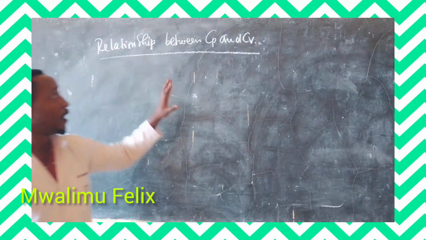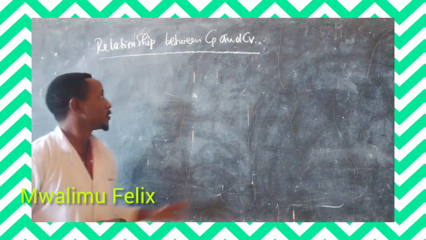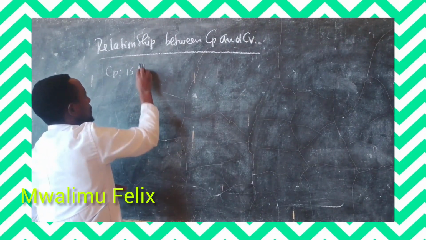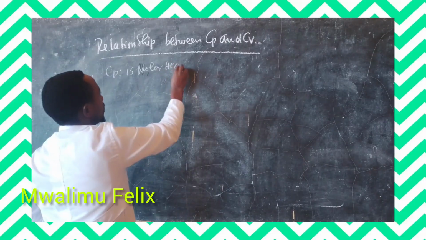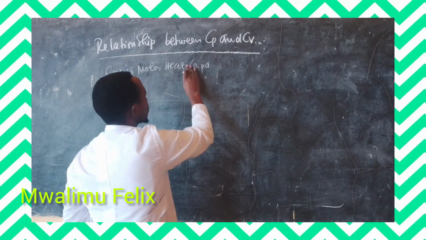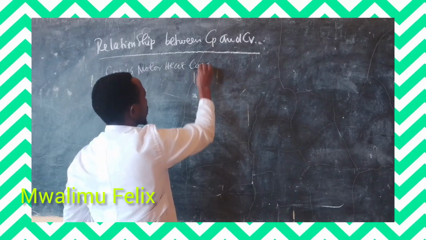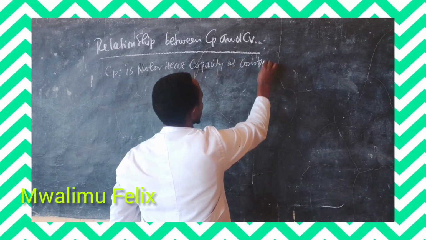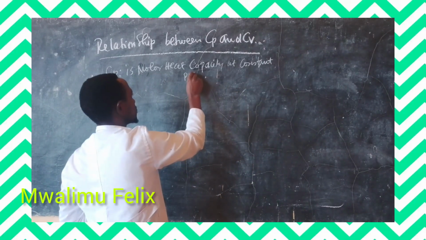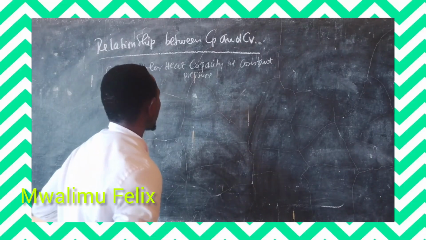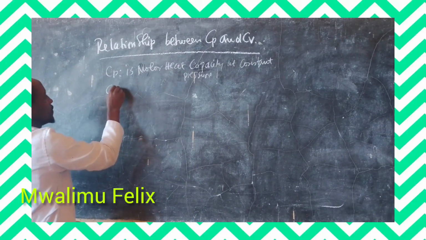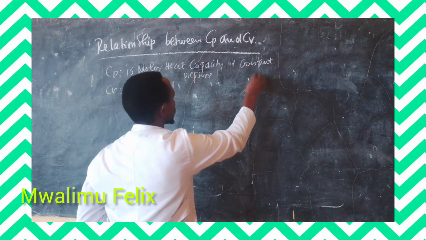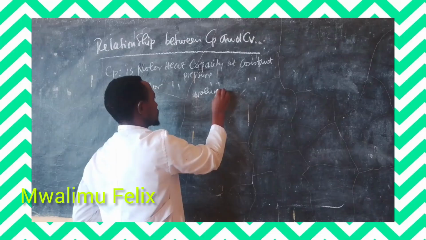So for discussing Cp and Cv, remember that Cp is molar heat capacity at constant pressure. Then Cv is molar heat capacity at constant volume.